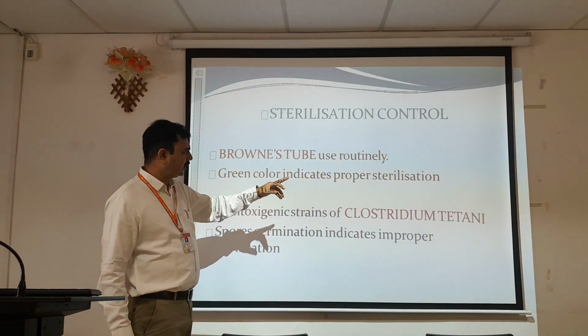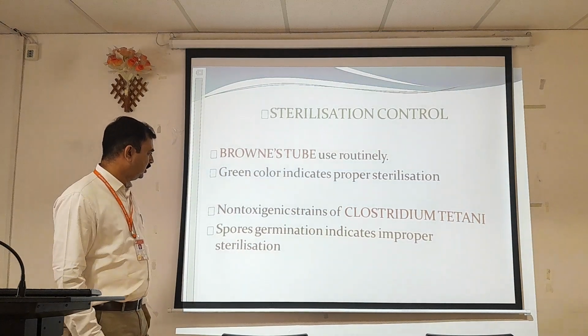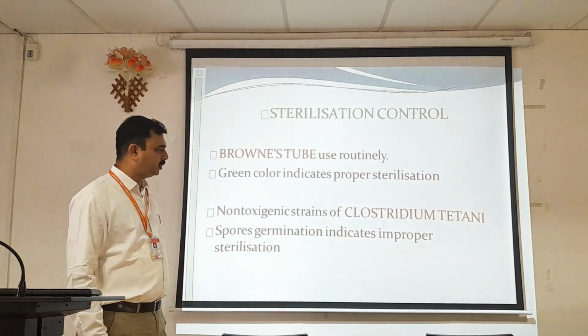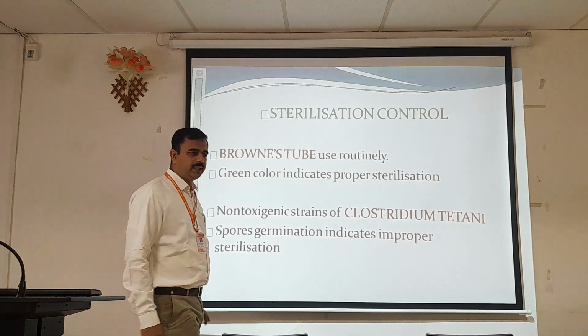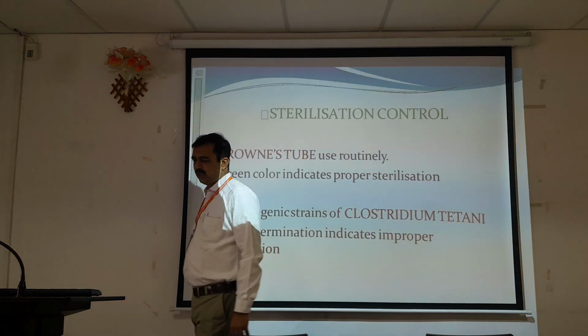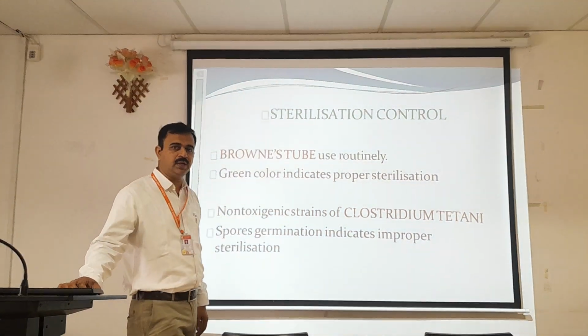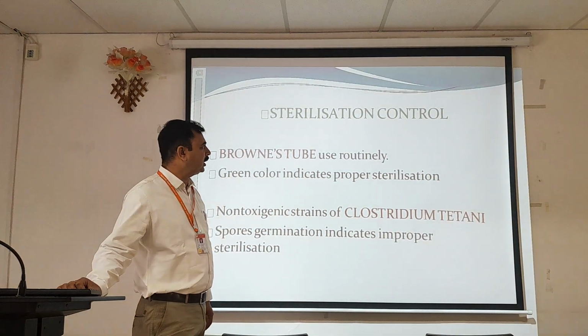Green color indicates proper sterilization. Non-toxic strains of Clostridium tetani: spore germination indicates improper sterilization. So these are certain indicators by which we can understand that the organisms are not present there, or that the working of the hot air oven is done in a very correct manner. Therefore, we can use this.